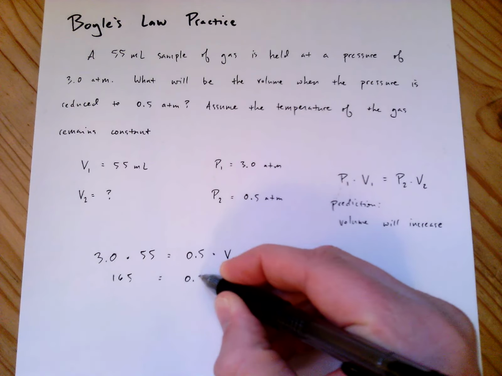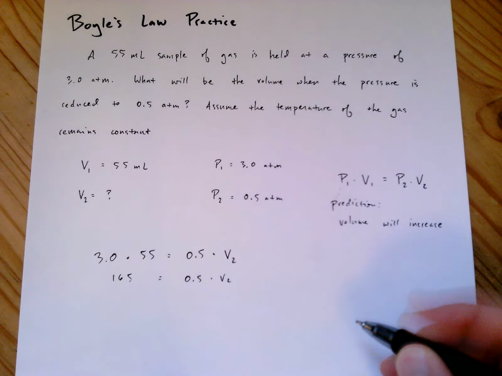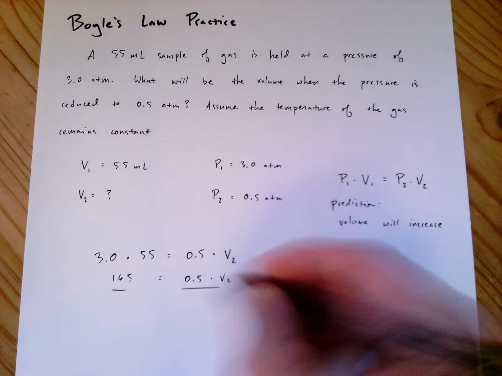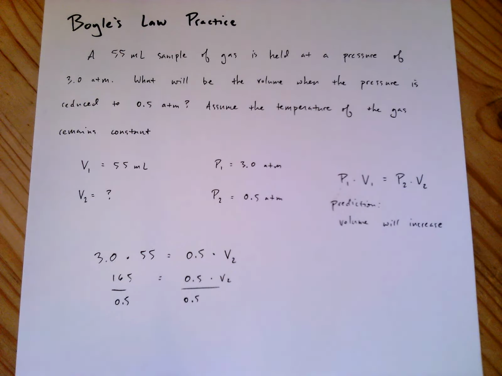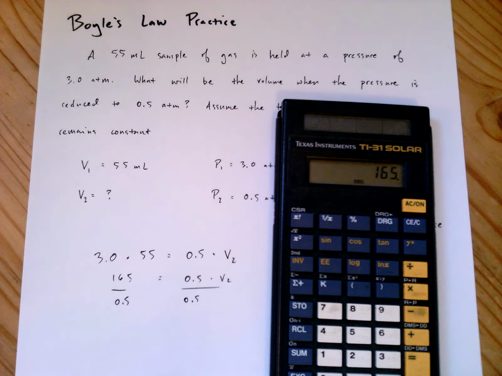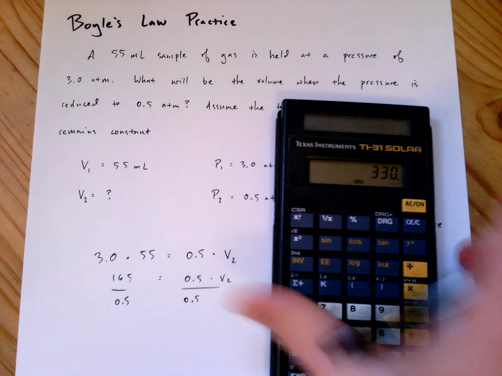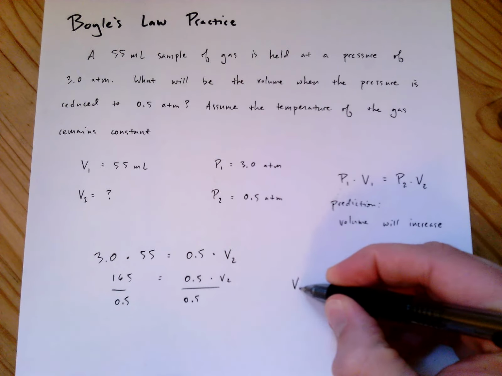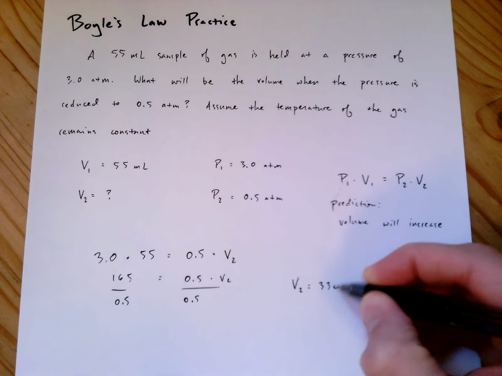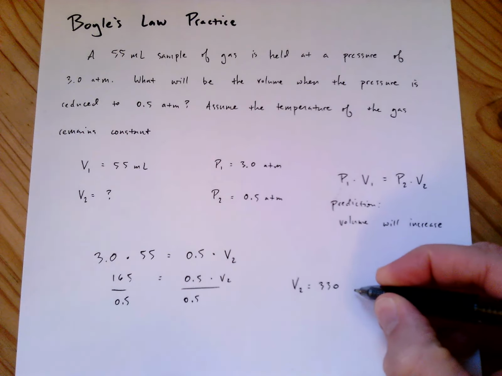To get V2 by itself, we're just going to divide both sides by 0.5. So again, 165 divided by 0.5 gives me a final answer of 330. So volume 2, 330. Don't forget, include the appropriate unit. Since we're using milliliters for volume 1, let's use milliliters for volume 2.